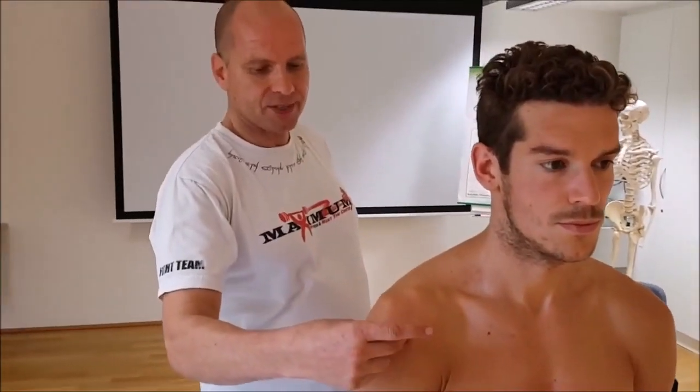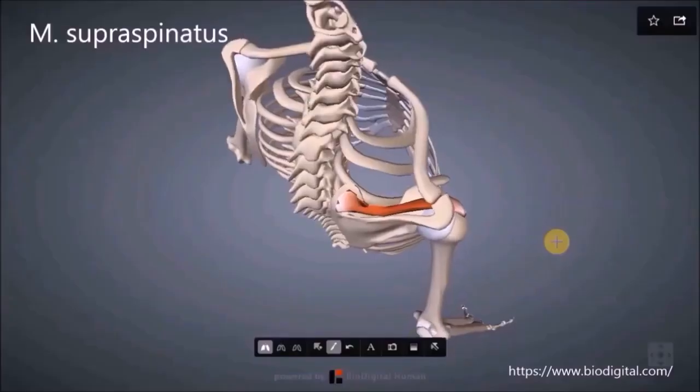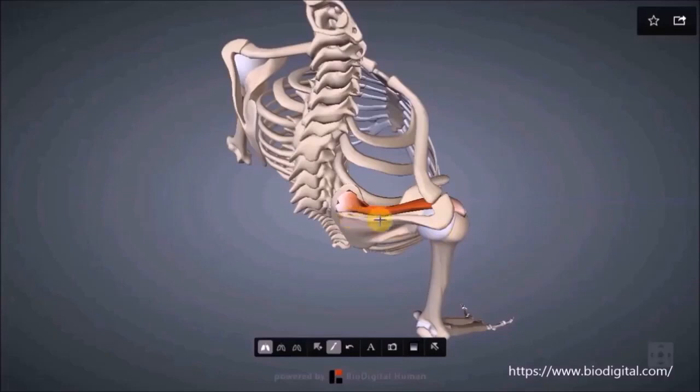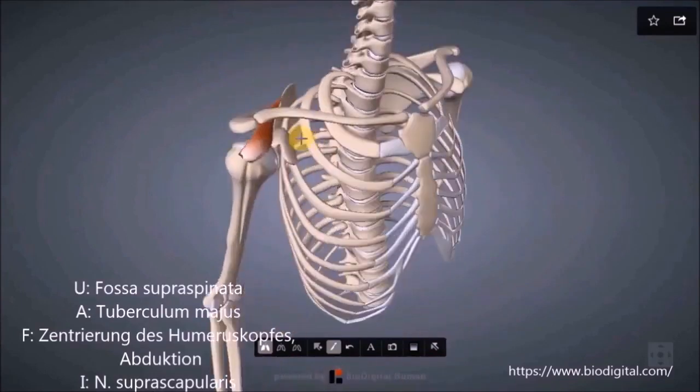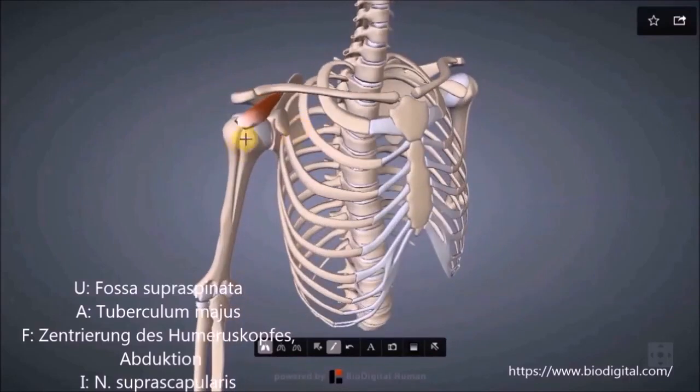Now follows a short refresher on the supraspinatus muscle. The supraspinatus is a relatively small muscle of the upper back that runs from the supraspinous fossa, superior portion of the scapula, to the greater tubercle of the humerus. It is one of the four rotator cuff muscles and also abducts the arm at the shoulder.